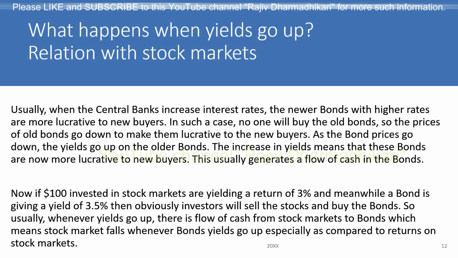Now if $100 invested in stock markets is yielding a return of 3% and meanwhile a bond is giving a yield of 3.5%, then obviously investors will sell the stocks and buy the bonds. So usually, whenever yields go up, there is a flow of cash from stock markets to bonds, which means the stock market falls whenever bond yields go up, especially as compared to returns on stock markets.